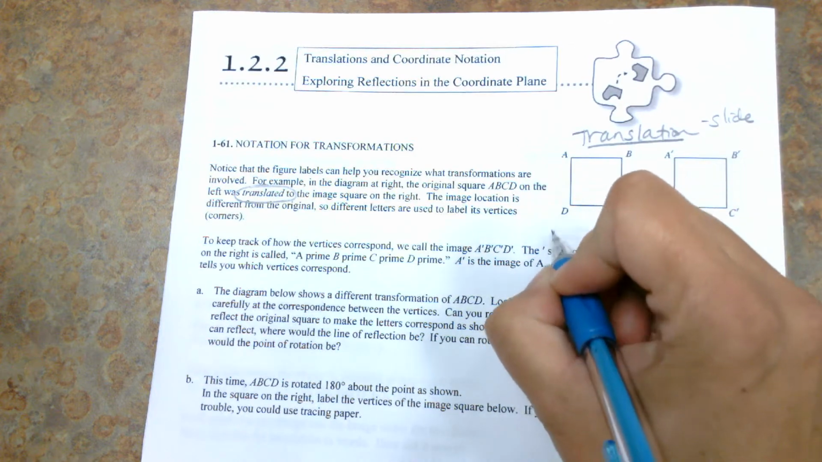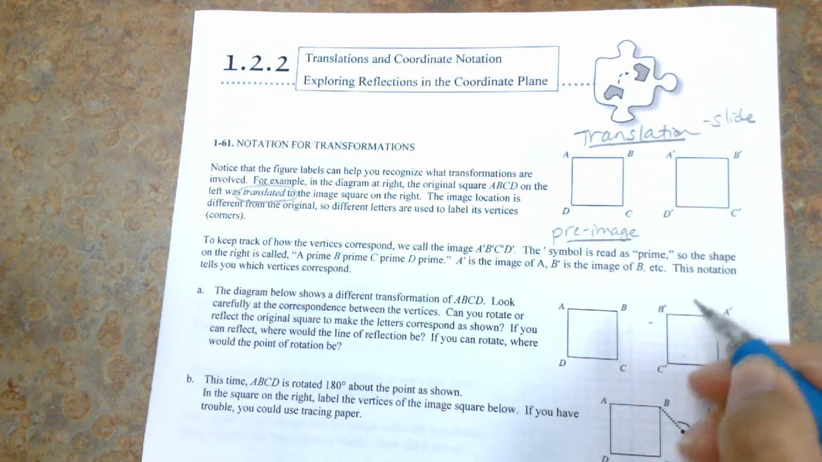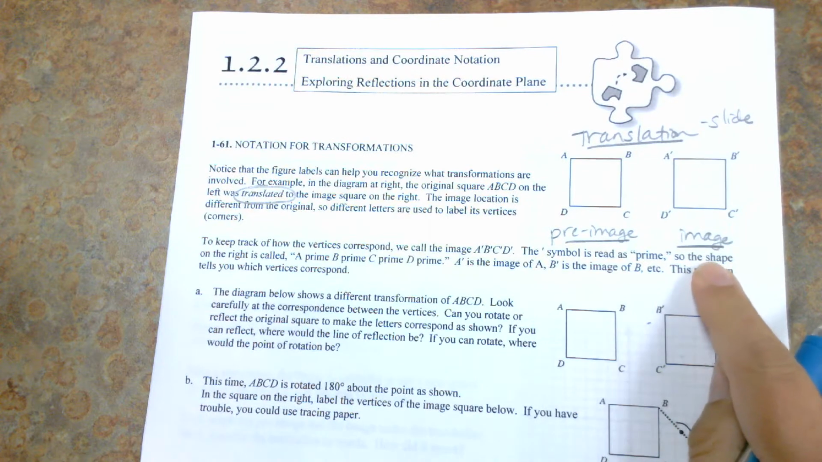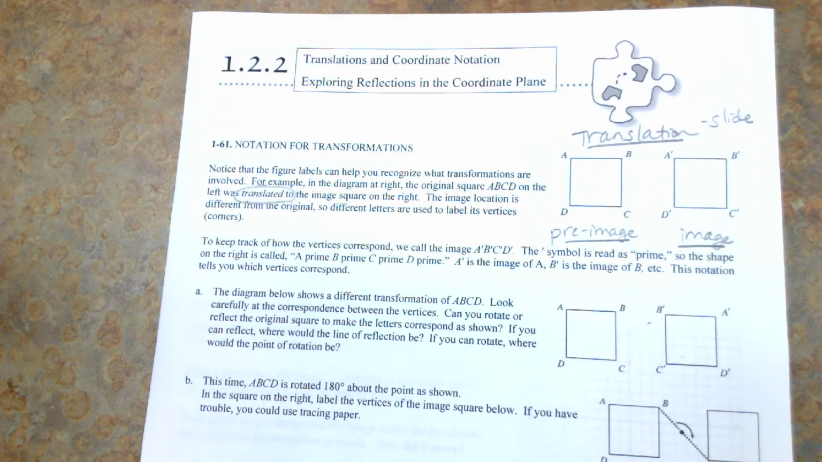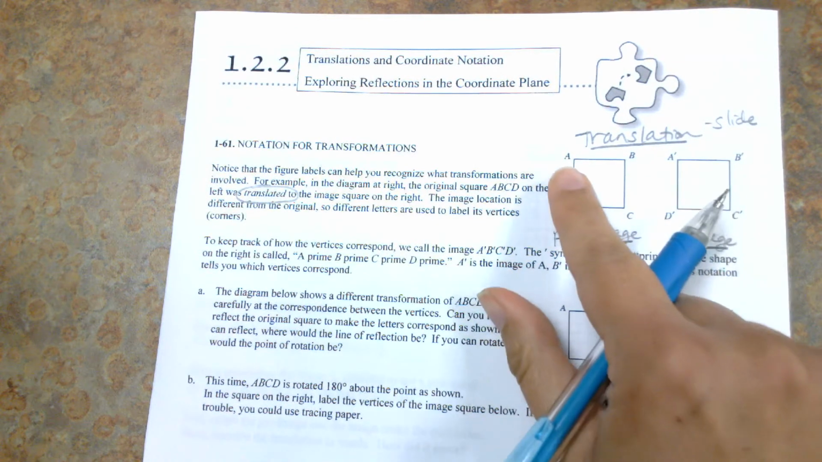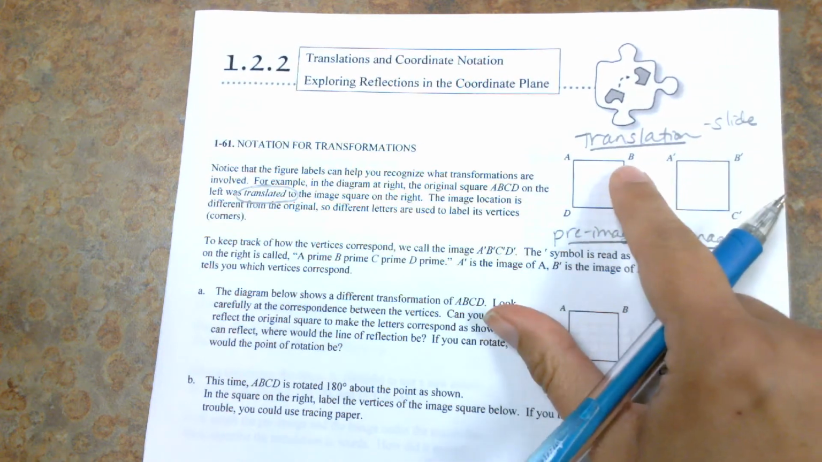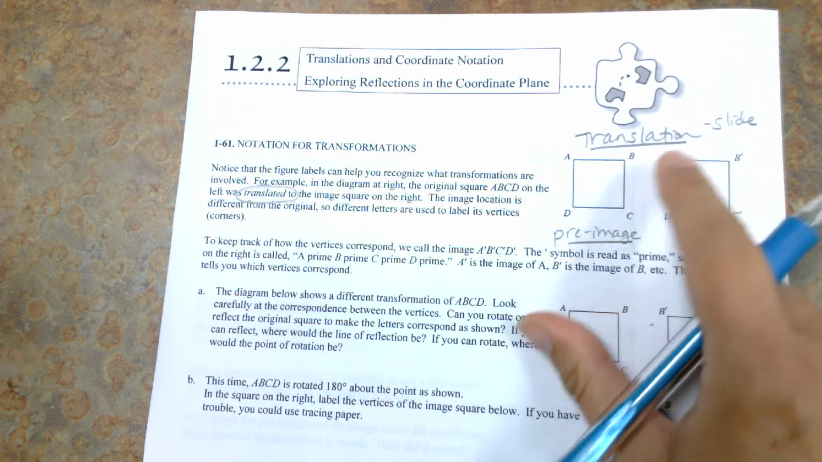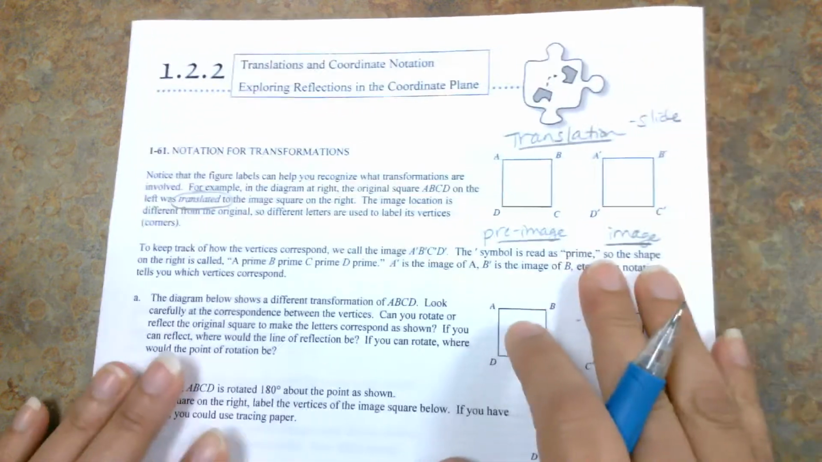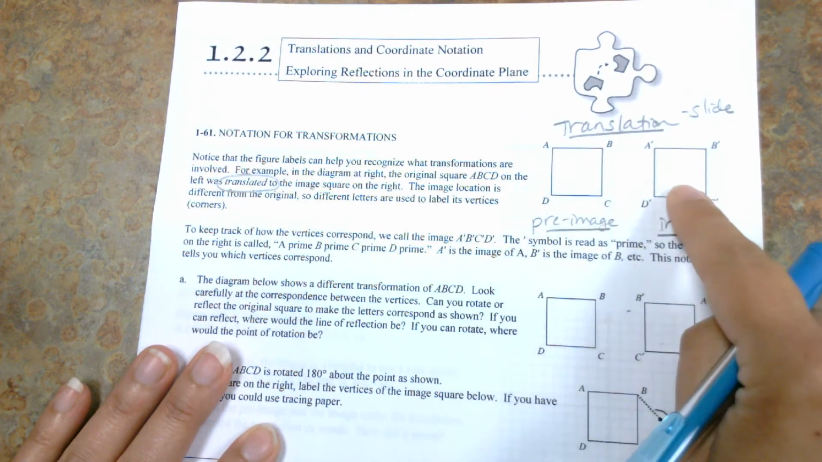We call the first shape the pre-image, and the second shape is the image. This is the after you do the translation or reflection or rotation or whatever you're doing. So the image is the new shape. So see how A stays in the same position, and B stays in the same position, top right, C, and D. The whole shape was a slide. You just slide it over to get from this one to this new one, from the pre-image to the image.